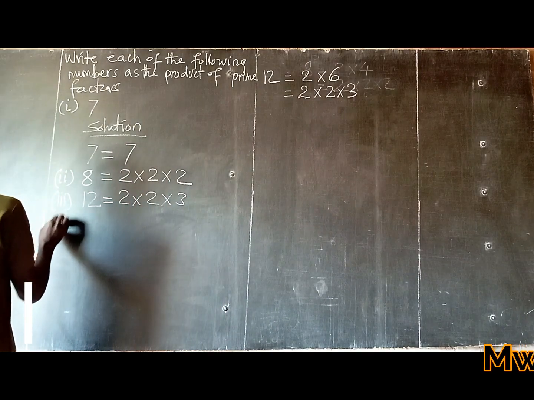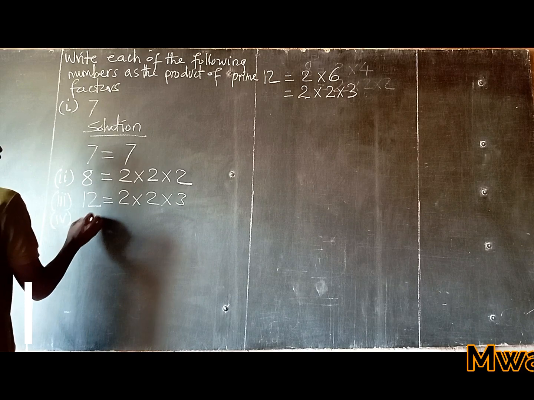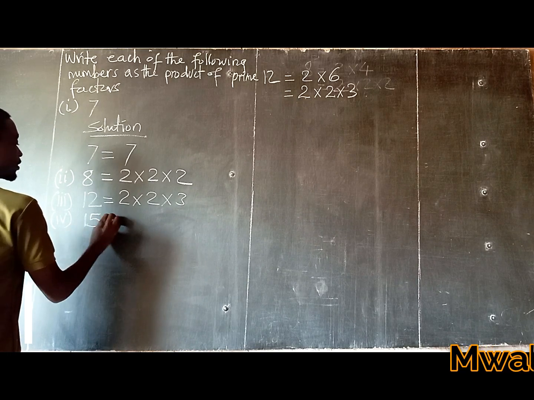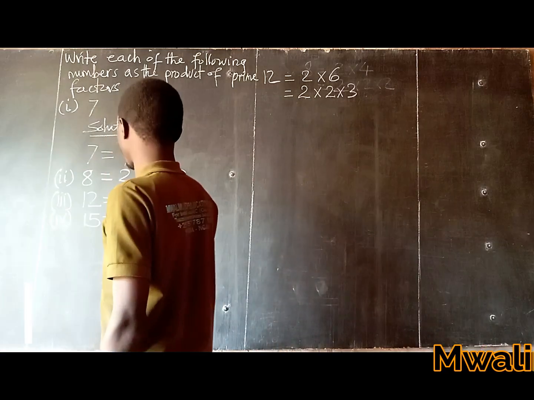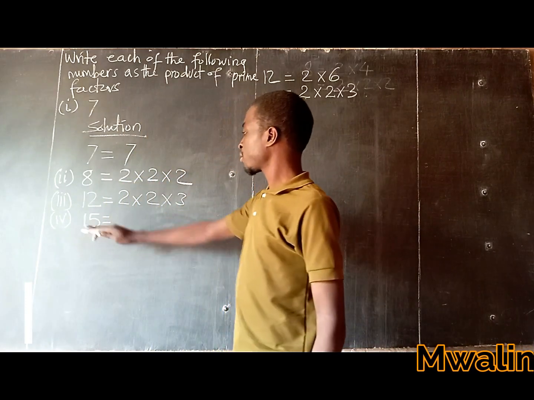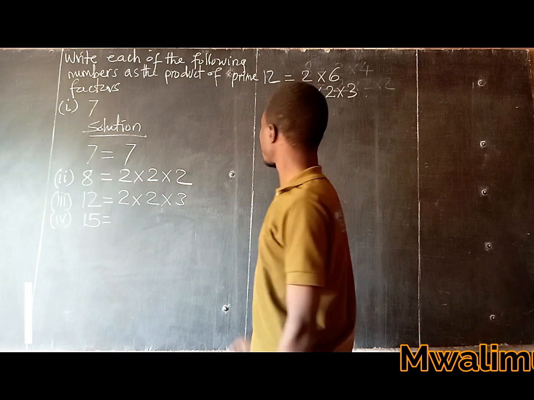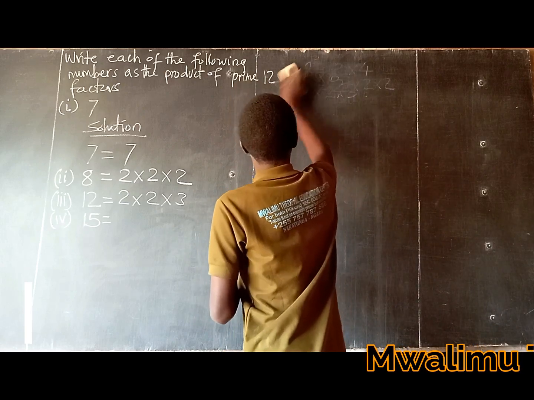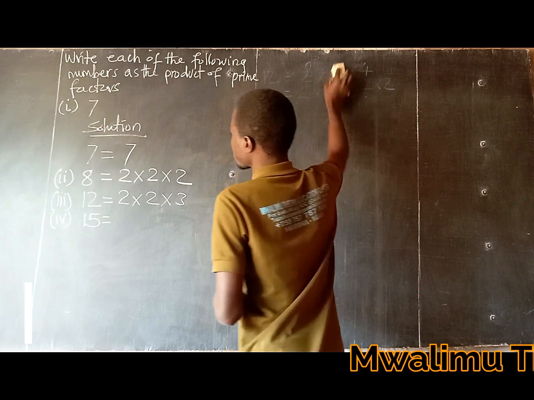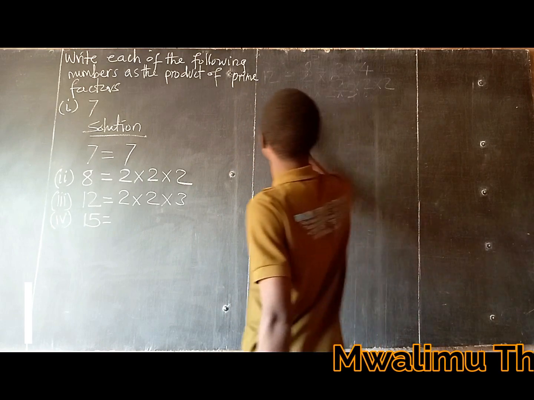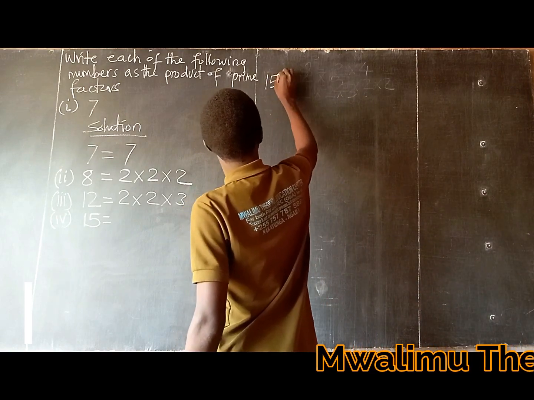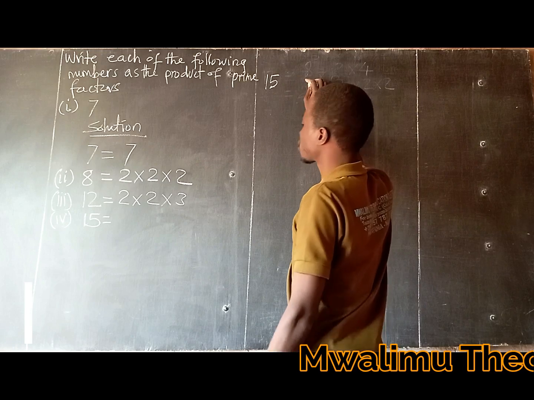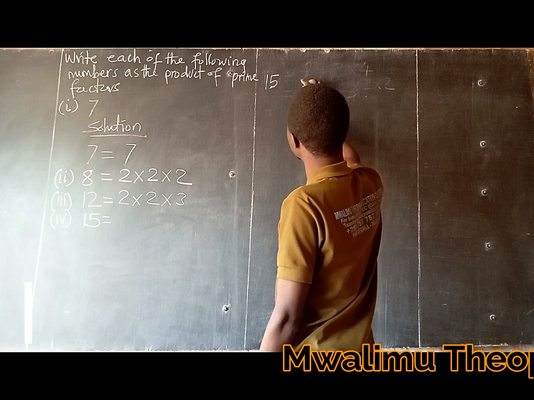Maybe let us see another example. Maybe to write 15 as a product of prime factors. The way we go is the same; its solution becomes the same. Here we are going to take the prime numbers whose multiplication gives us 15.